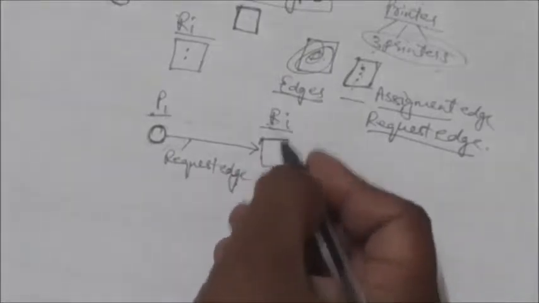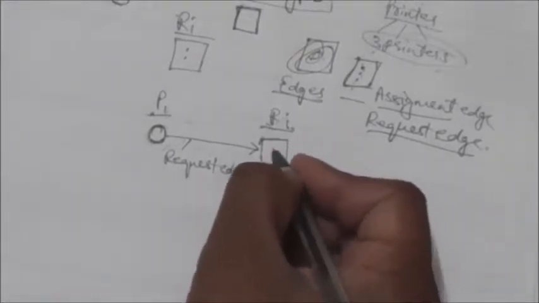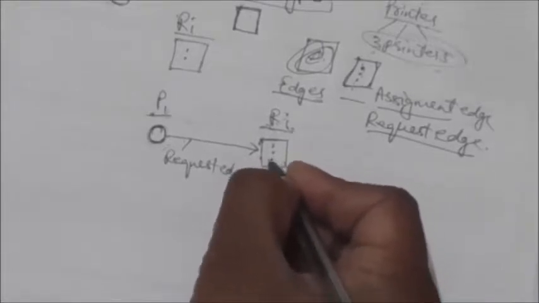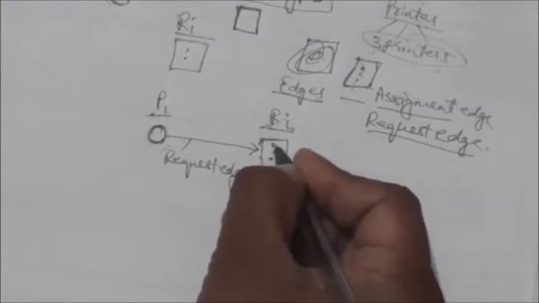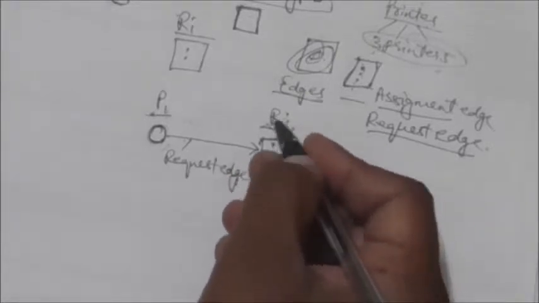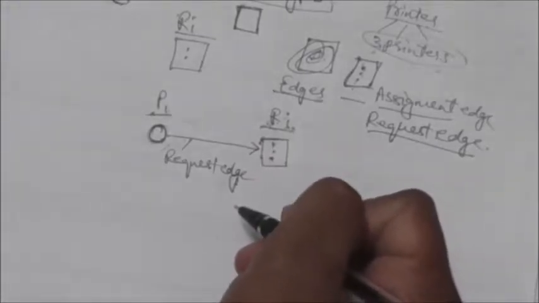Suppose this resource type Ri has three instances. So how will we represent it? By making three dots in the rectangle. So these three dots represent that there are three instances of this resource type Ri.